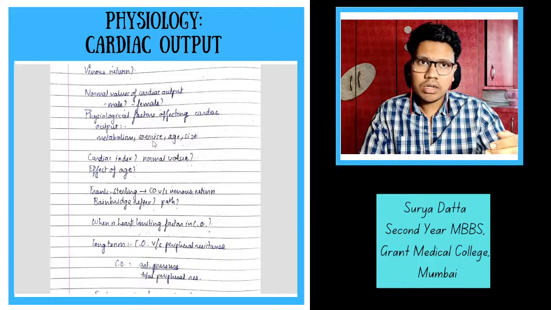In general, a good way to understand this is that when the size of a person changes, the metabolism changes, which will then affect the cardiac output, right?